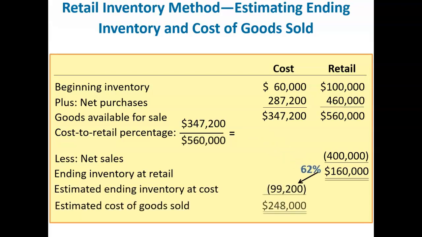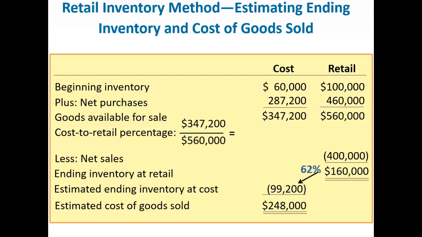Then multiply ending inventory at retail prices times the 62% cost to retail percentage to estimate ending inventory at cost. And finally, $347,200 of goods available for sale at cost minus $99,200 of estimated inventory at cost equals $248,000 estimated cost of goods sold.